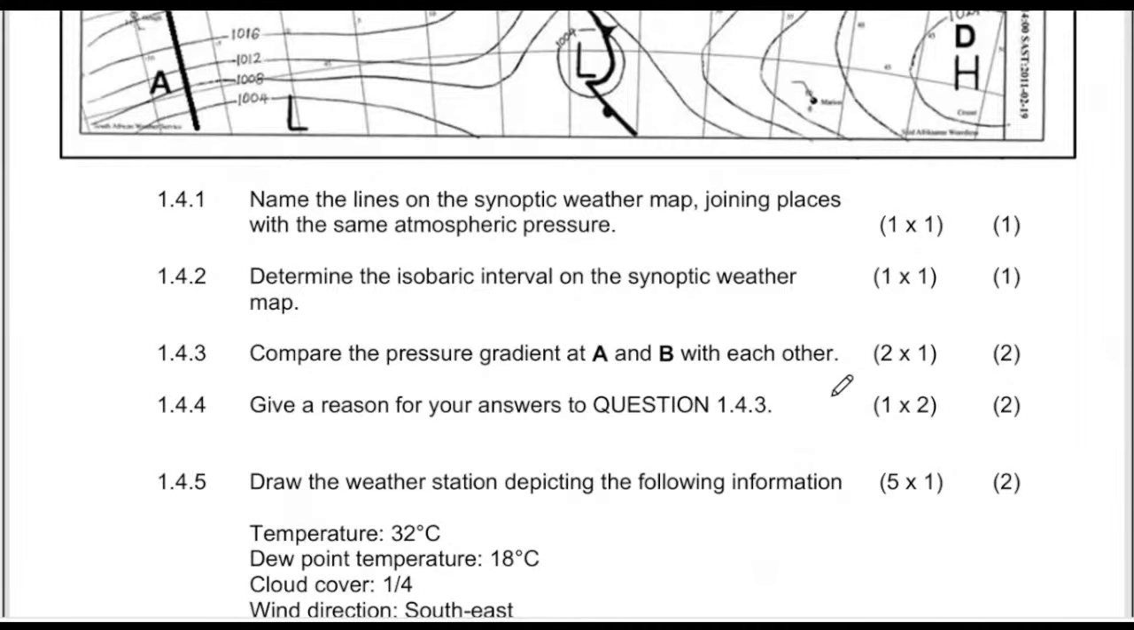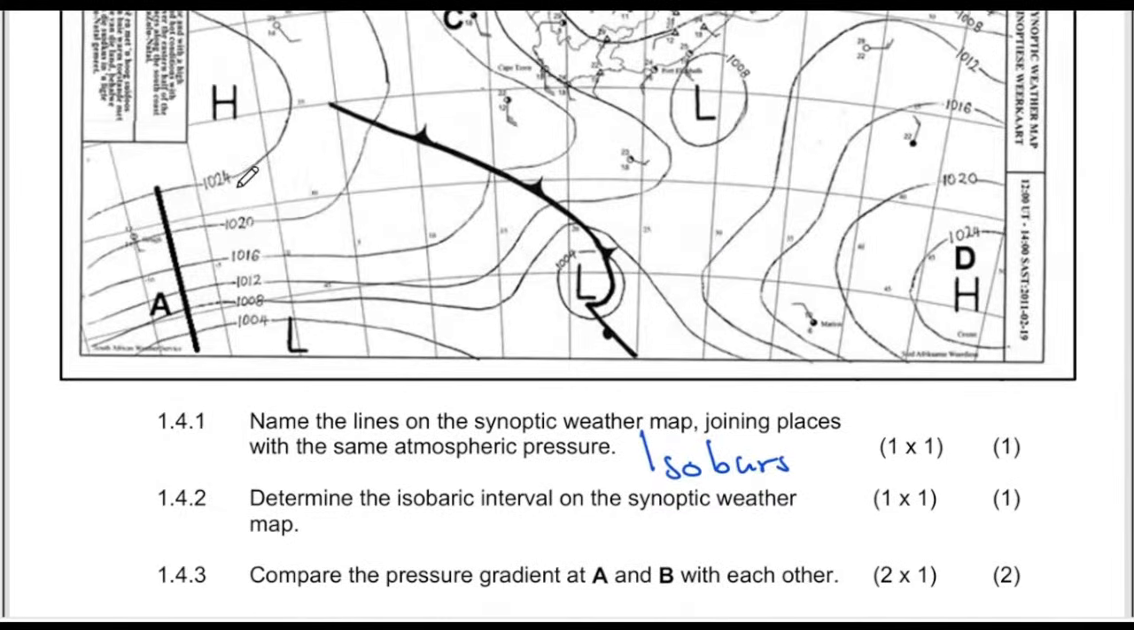The first question is saying, name the lines on the synoptic map joining places with the same atmospheric pressure. That is common geographical understanding. Those are what we call isobars. Then determine the isobaric interval on the synoptic weather map. What we call the interval, we are looking at the difference between two isobars, the difference in pressure between two isobars next to each other.